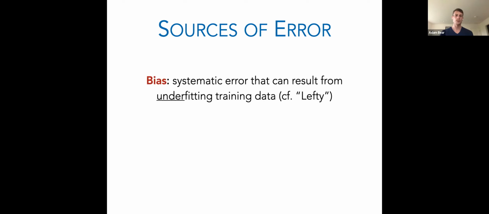The first kind of error, which is called bias, is represented by Lefty's systematic average throw being off from the target. And in prediction problems, this kind of error can result from what's called underfitting your data. So in a prediction problem, we have some training data that we fit some algorithm to, and then we try to generalize that to new data. However, if our algorithm is too simple, as I'll explain on the next page, we can end up underfitting the data, and this leads to this systematic type of error.